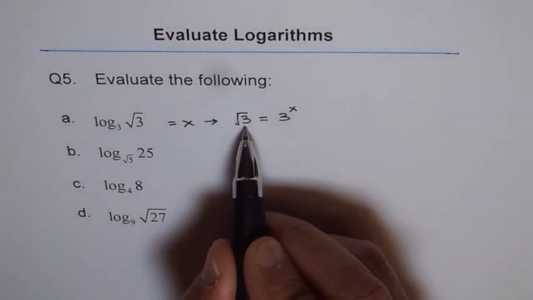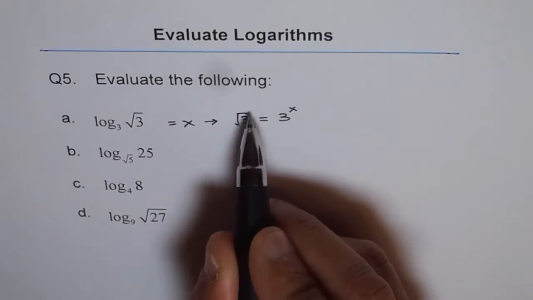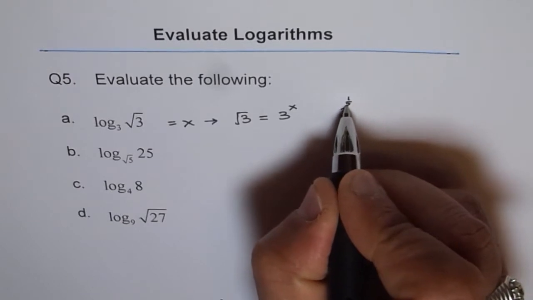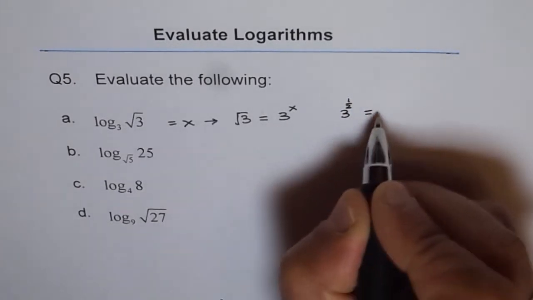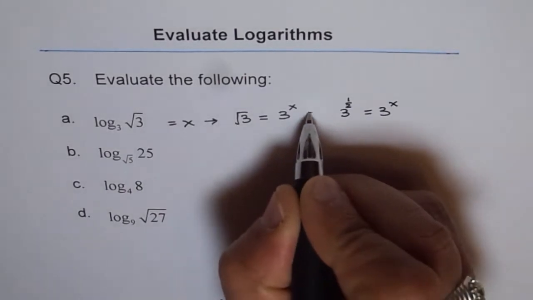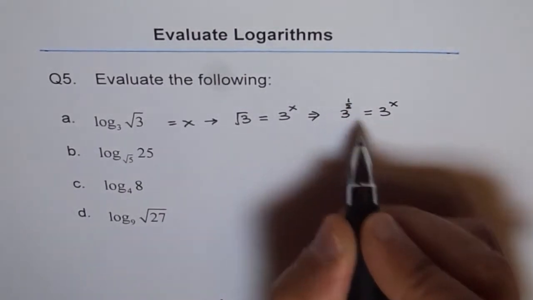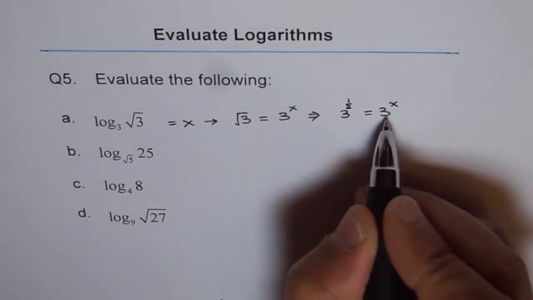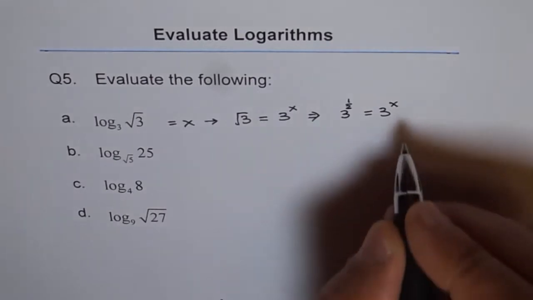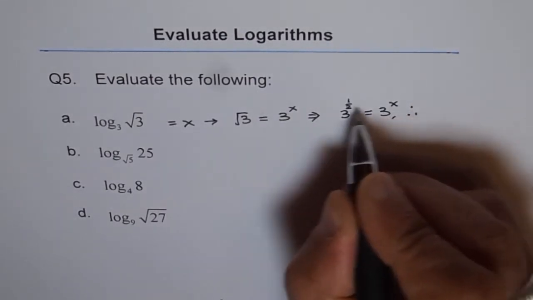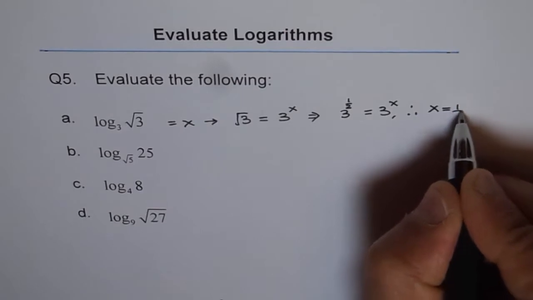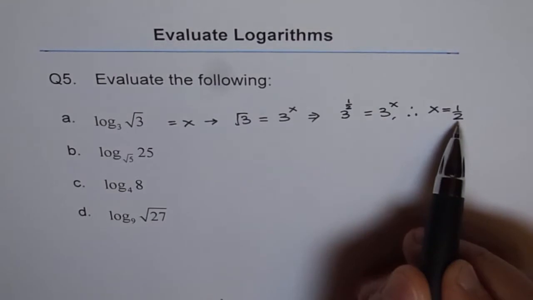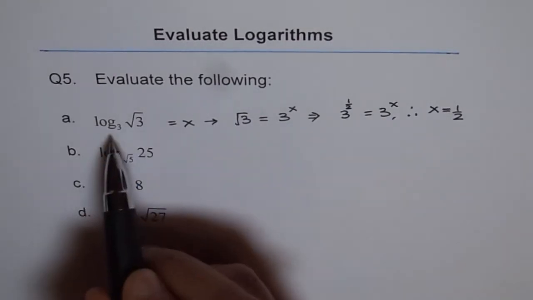Now we'll try to write square root 3 with base 3 and an exponent, right? Square root 3 can be written as 3 to the power of half, and on the right side we have 3 to the power of x. So 3 to the power of half equals 3 to the power of x. Since the base is the same, the exponent should also be the same, and therefore x is equal to half as our answer. So log 3 of square root 3 is x, which equals half.